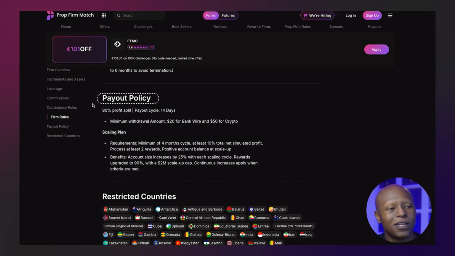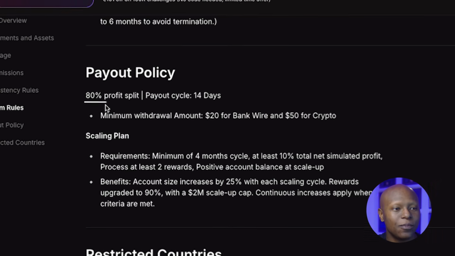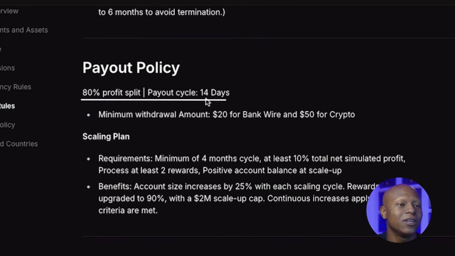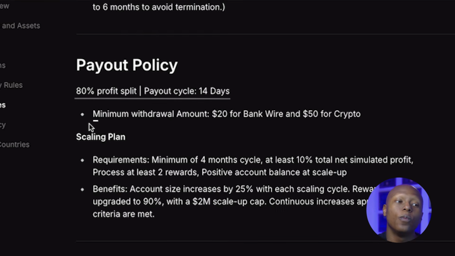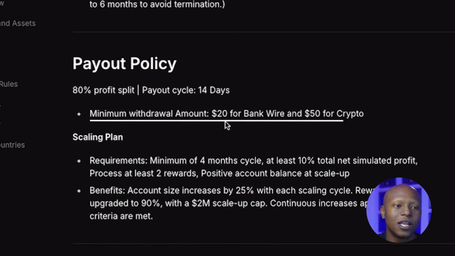Now, in terms of their payout policy, we mentioned that you will receive an 80% profit split, and the payout cycle is every 14 days. The minimum withdrawal amount is $20 for a bank wire and $50 for crypto.